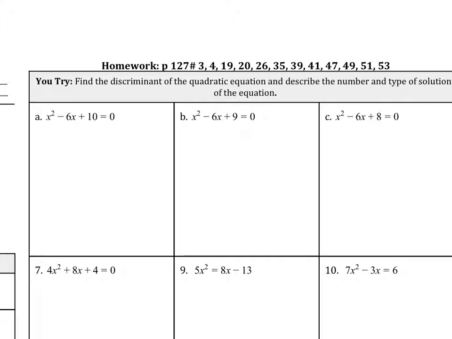So now we need to try these out. Find the discriminant of the quadratic equation and then describe the number and type of solutions. And then for big ideas, you actually have to solve for the x value, so we're going to solve it all the way. So you'll see the three things that I'm going to do here.